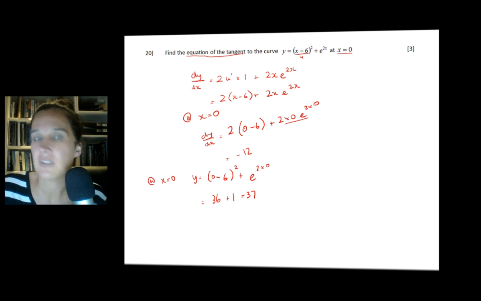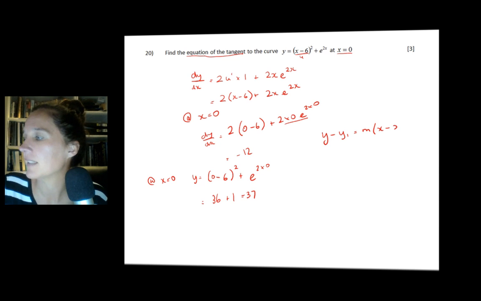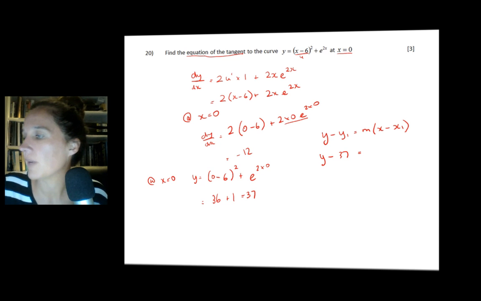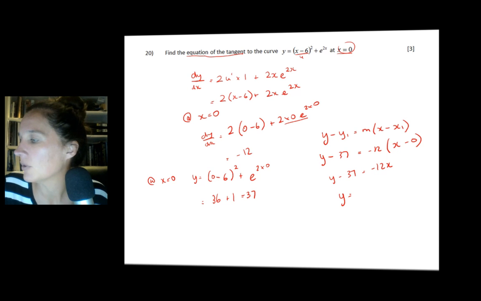Then using our equation to find our equation of the line, we're going to say y minus y1 is equal to m times x minus x1. So same equation that we use when we're finding our gradient, just rearranged. So we've got y minus our y here, 37, is equal to our gradient here, negative 12, multiplied by our x minus our x1, which is 0. So here y minus 37 is equal to negative 12x. So y is equal to 37 minus 12x.